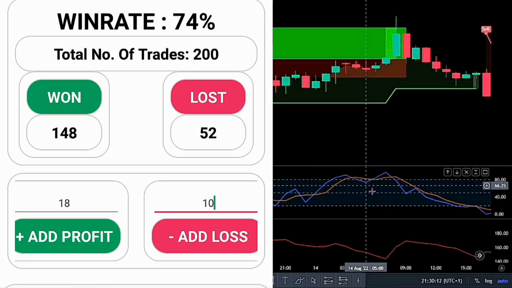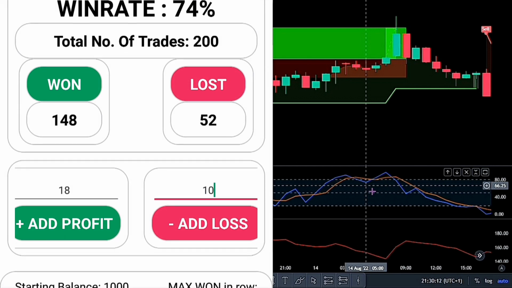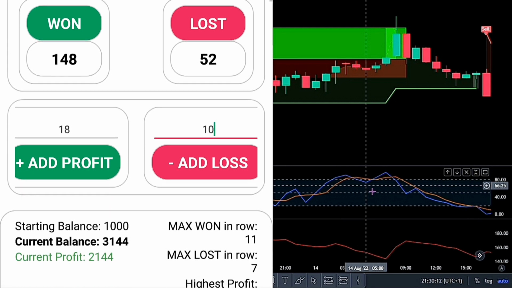So we just finished the backtesting for this strategy, and we can see that the results are amazing. We had a win rate of 74% in 200 backtested trades, having won 148 trades and lost 52, which made us 214% return on investment.